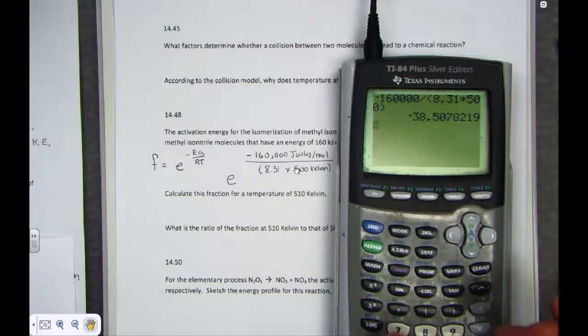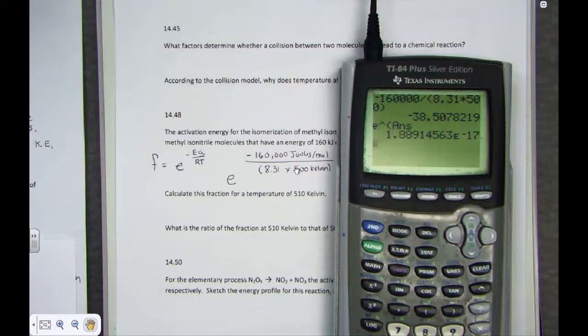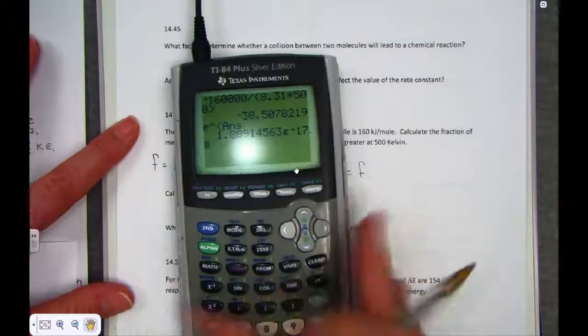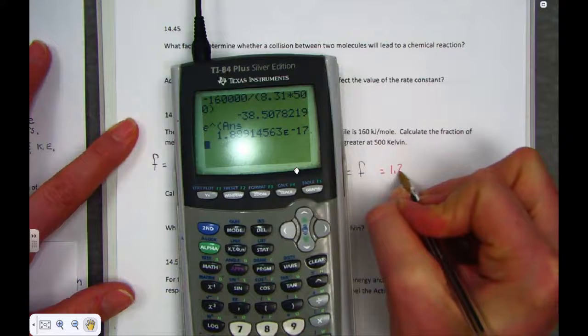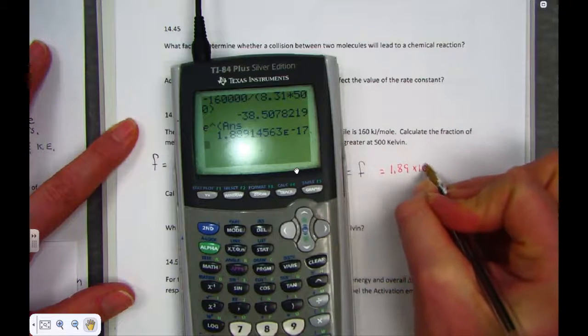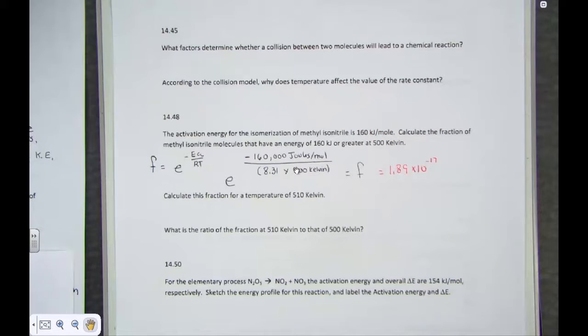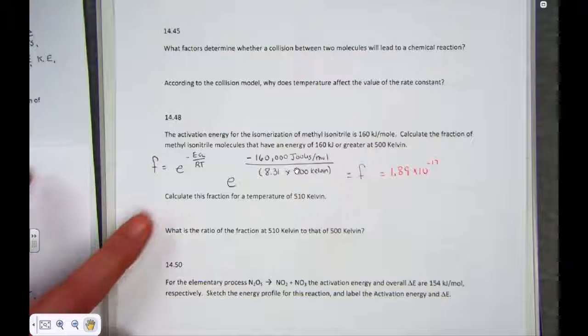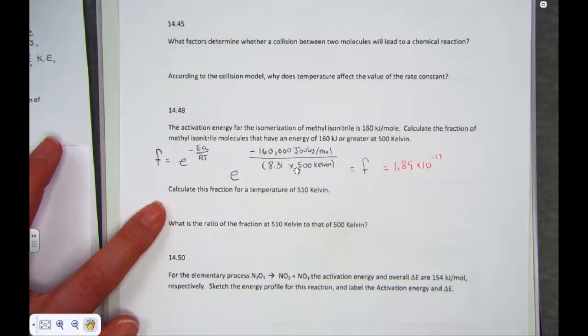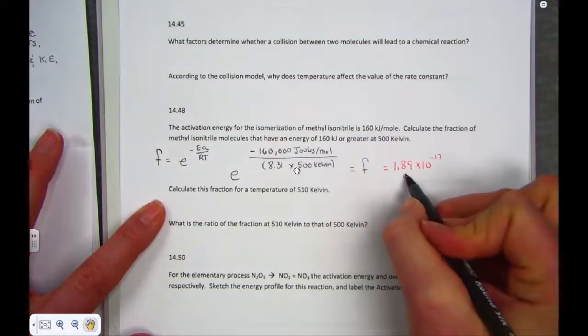Now I've got the same thing twice. Sometimes I just like to keep checking to verify answers. I got that twice: 1.88 times 10 to the negative 17th. So maybe I'll round to 1.89 times 10 to the negative 17th. No units, it's a number. That's the number of molecules, as a fraction, that are meeting the criteria of activation energy. Let's calculate that again.